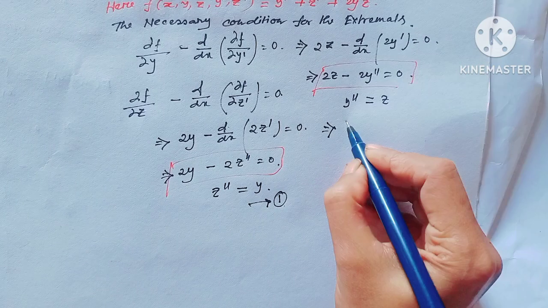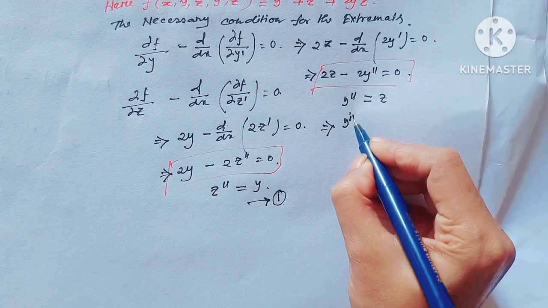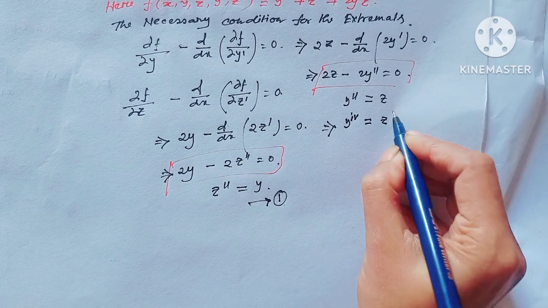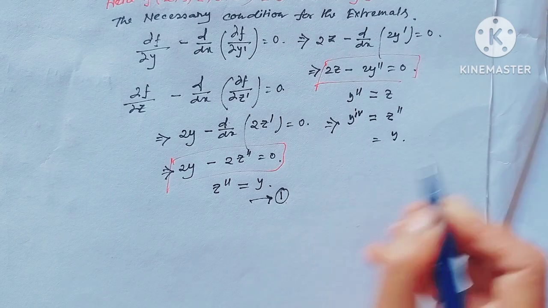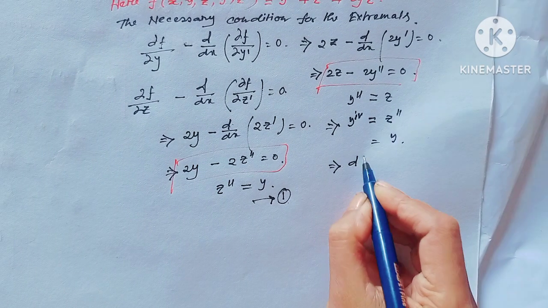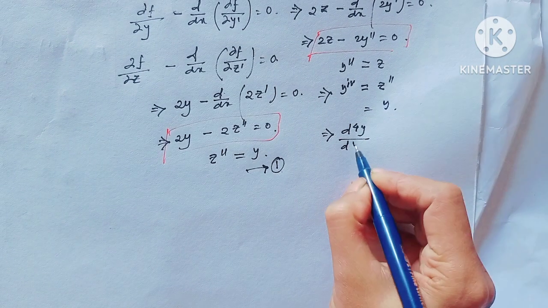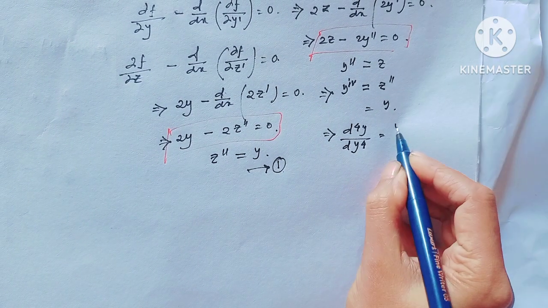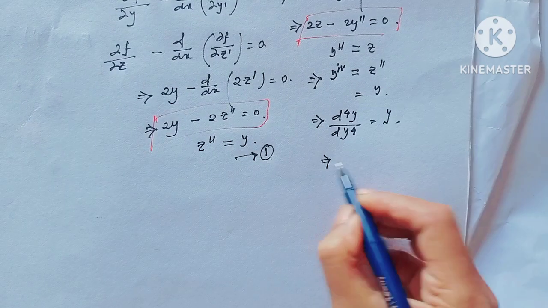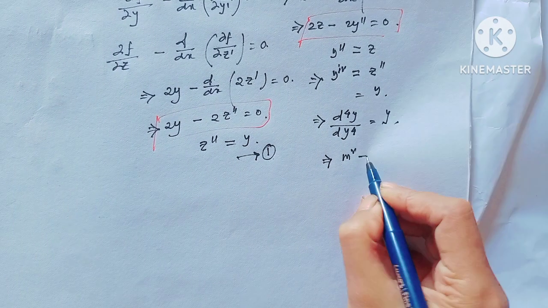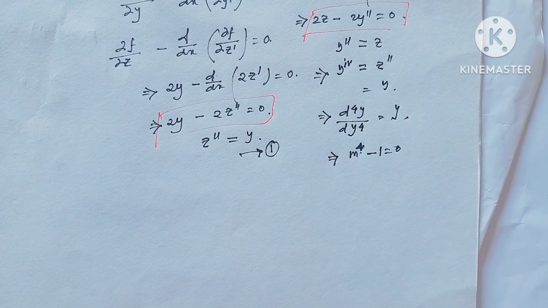Then here, differentiating 2 times, this implies y to the power 4 equals z double dash. And z double dash means obviously y. That means d⁴y/dx⁴ equals y. And the equation would be (m² − 1)(m⁴ − 1) = 0.